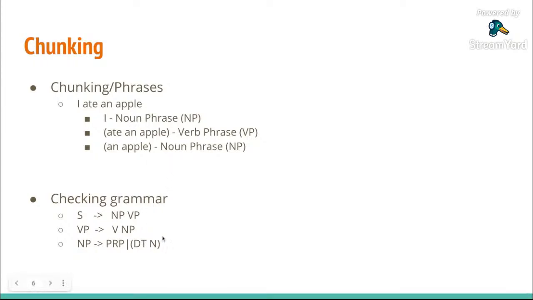And if a sentence falls within that grammar, then you can say that the sentence is a grammatical and meaningful sentence. Again, here the terminal nodes are parts of speech tags. So I is a pronoun, which is represented by PRP. Ate is a verb, which is represented by V. An is a determiner, which is represented as DT. Apple is a common noun, which is represented as N.